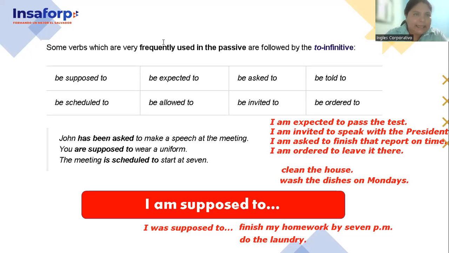Sara, Elisa, read your example. I'm supposed to do the laundry once a week. Mm-hmm. Do you do it? Yes, no. You're supposed to, but I don't know if you do it. Jenny, read your example. Sorry, teacher, my microphone. Okay, no problem. I'm supposed to rest tomorrow. Okay, I'm supposed to rest tomorrow.